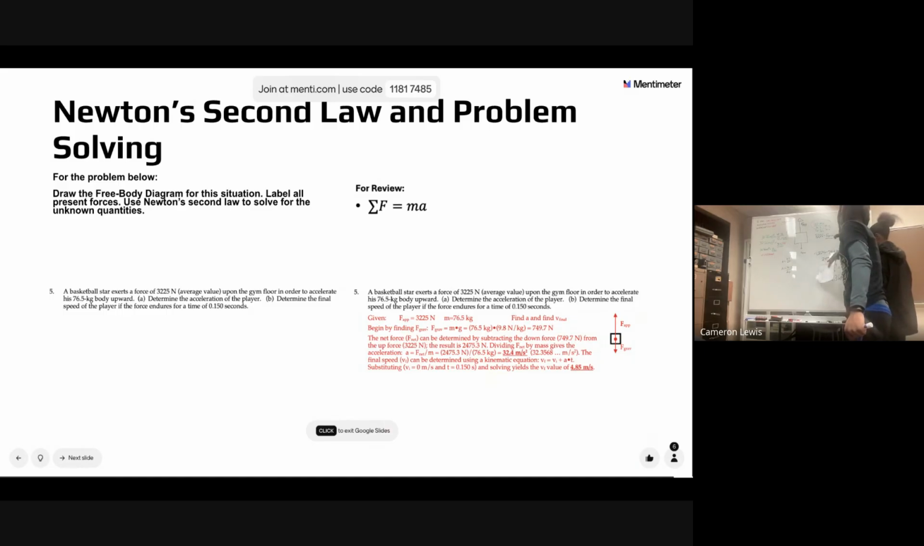Because when I write this down, I just want to make sure I don't forget. This is the net force. Underline it and then point to it. Where did it come from? This right here. 3,225 minus your weight is the net force.